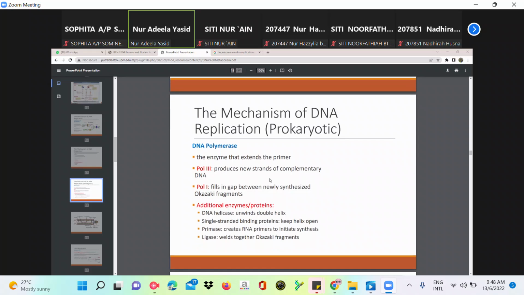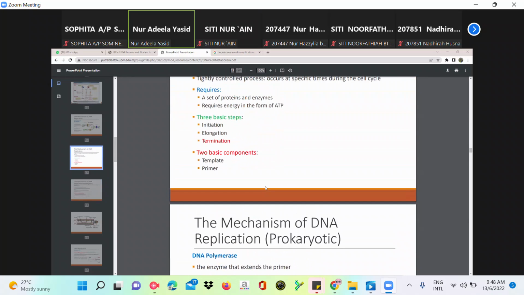If you have the opportunity to conduct PCR in the lab or during your FIP, all this theory will apply. So you need to understand what are the enzymes needed, what are the proteins, and what it means by initiation, elongation, termination.